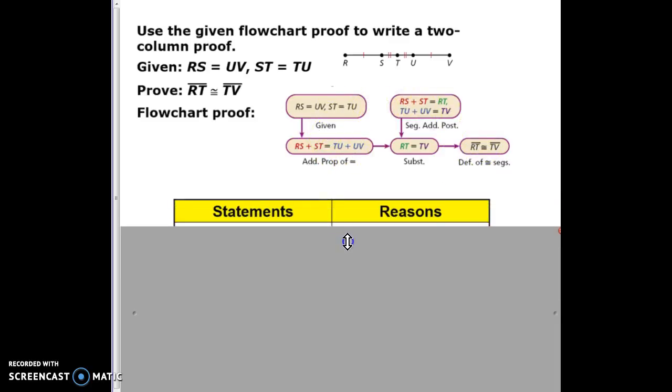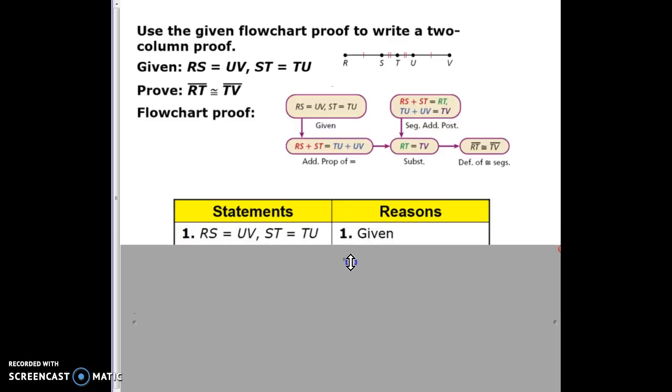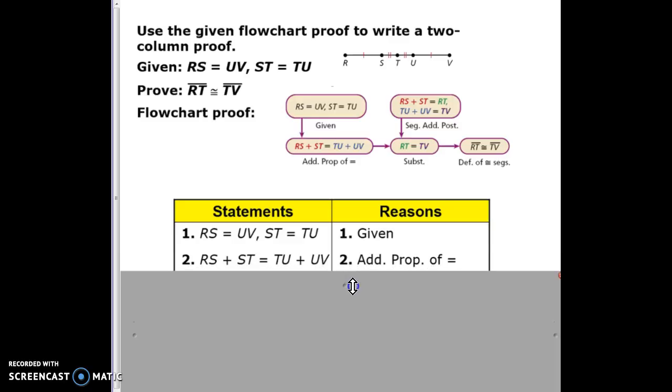Of course, you've got your statements on the left, your reasons on the right, and you walk through it step by step, starting with your given, and then the addition property of equality, right? What we're doing is we're adding ST and TU to both sides, right? And they're equivalent, so if I add 3 to one side and 3 to the other, that's addition property of equality. They're the same thing, right?